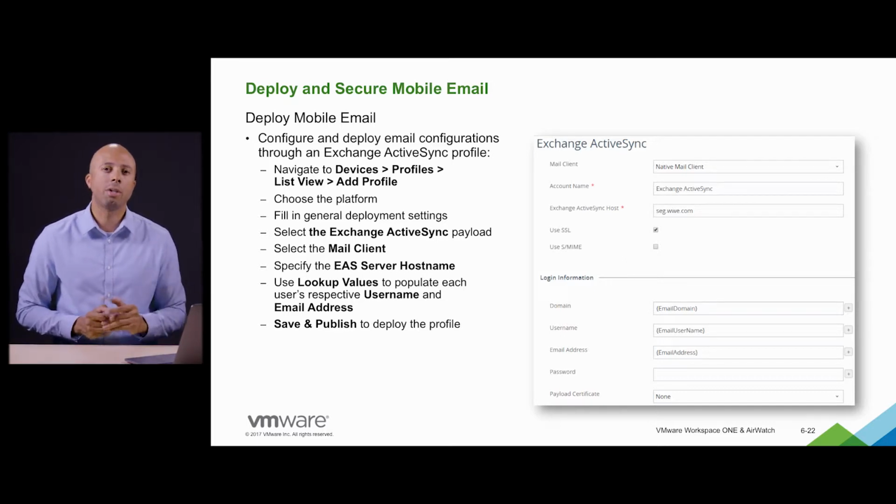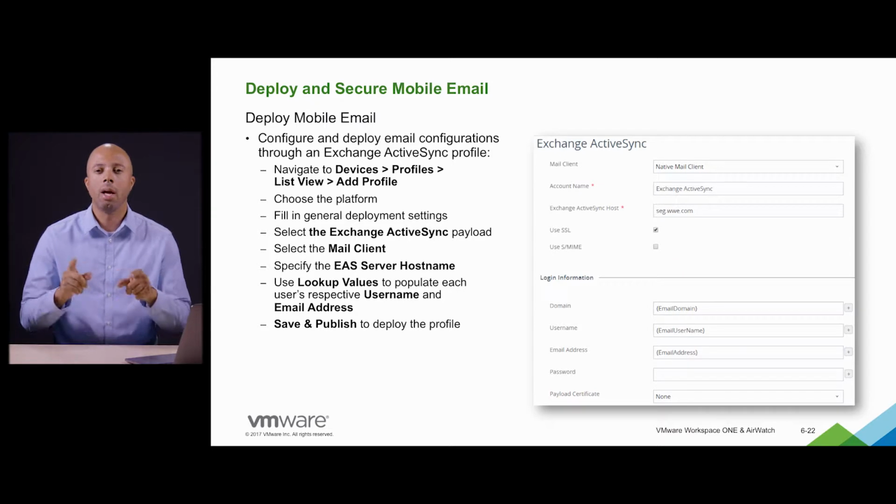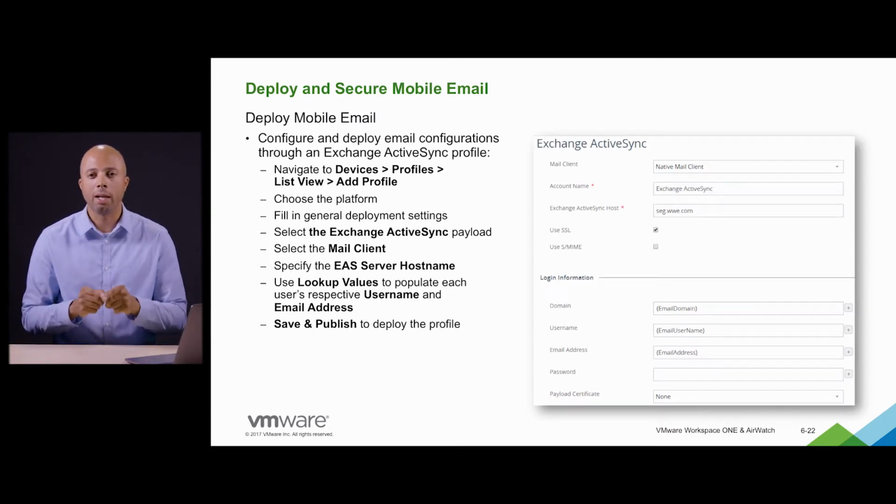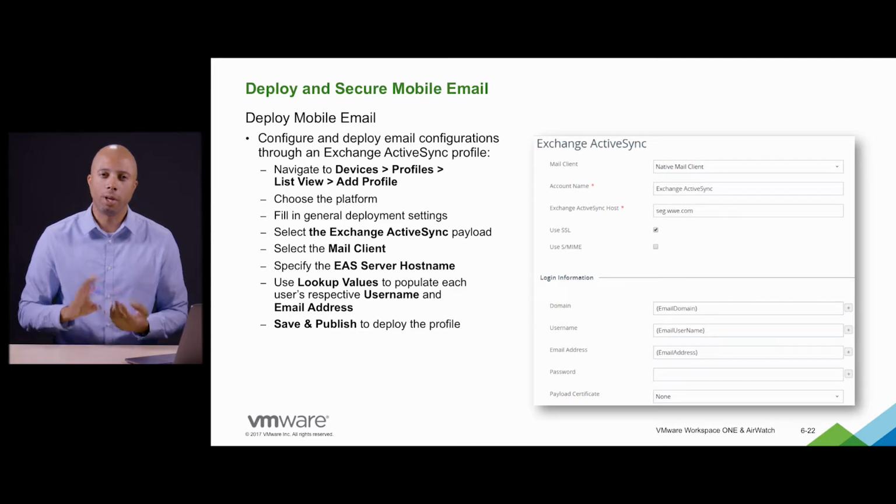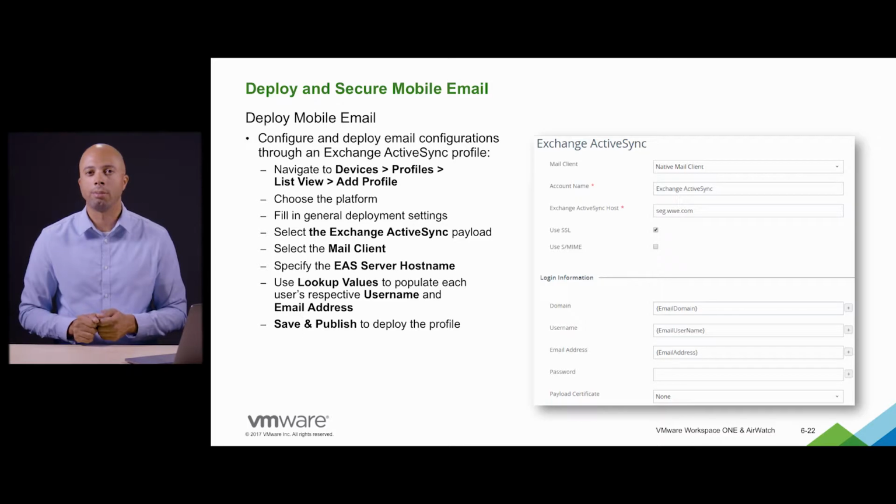So you don't have to push down the email username and password for each user. We actually use lookup values. And you can see here in this slide, there are little brackets around the lookup values: email domain, email username, email password. And what we do is we dynamically pull that information from the user on that device. And that does one of two things. One, you don't have to manually configure these profiles for each user. And two, it keeps that information secure because you don't have to enter the password in the profile. It'll find it from the user's Active Directory information.